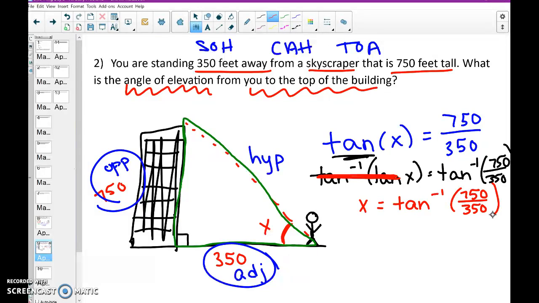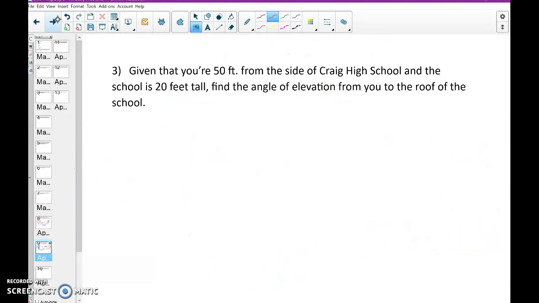Okay, and I already did the math for it. Go ahead and plug it into your calculator. See if you get the same thing I do. You should get 64.98 degrees. Again, because it's an angle, we need to label it properly. And there you go. That's your answer.